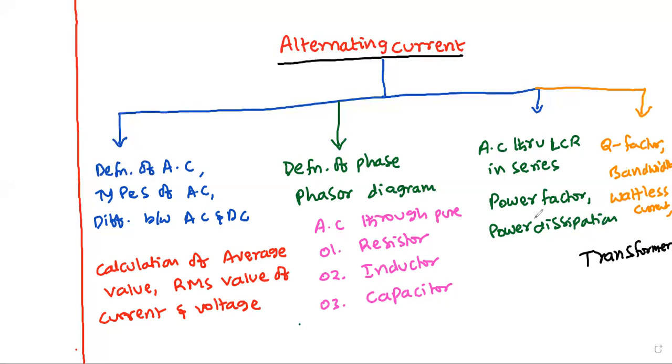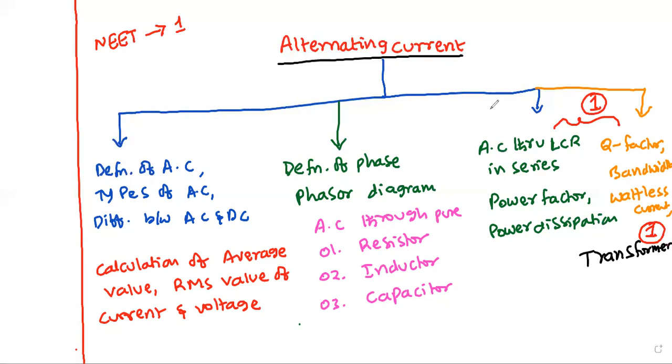Okay, fine. Now see, from this alternating current chapter, in the exam they can ask minimum 1 question and maximum 2 questions. Previously they asked on the transformer. Nowadays they are asking on these 2 topics: quality factor, bandwidth, and wattless current, and LCR in series.